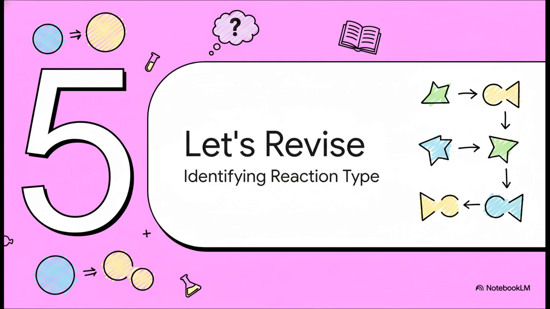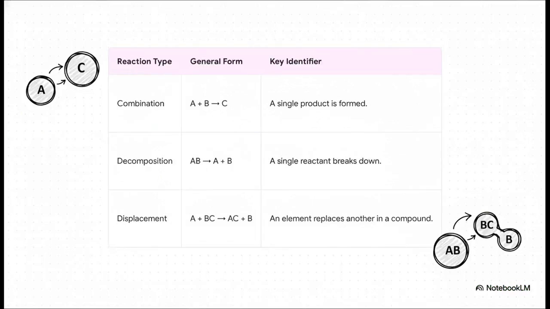Now, let's put it all together and do a quick revision. This will be super helpful for you to remember how to identify these reactions, especially in your exams. This table here really summarizes everything beautifully. For a combination reaction, what's the key identifier? A single product. Easy. For decomposition, what do you look for? A single reactant breaking down. And for displacement, you're looking for one element swapping places with another element in a compound. If you just remember these key identifiers, you'll be able to spot the reaction type very quickly.